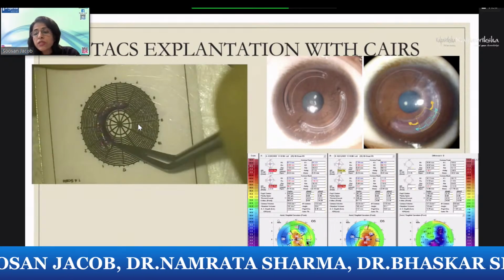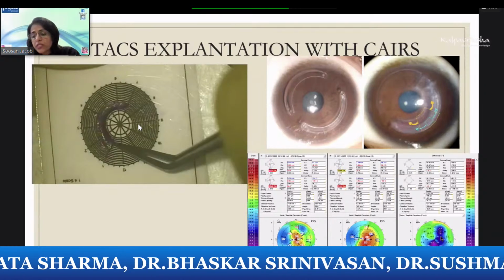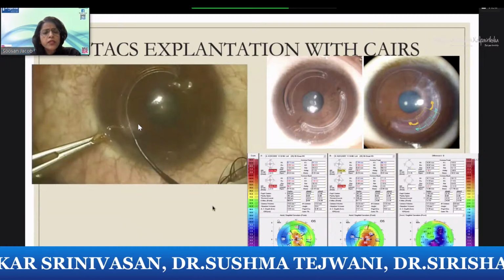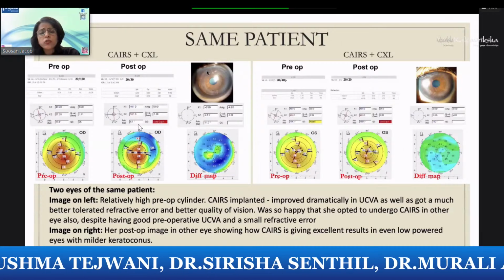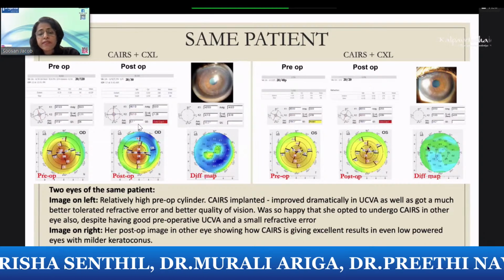In this case we implanted the CAIRS at a more superficial level than the Intacs was. So we got a beautiful reduction in the topography and an improvement in visual acuity. I think I'll just show you some topographical improvements. You can change the thickness of the CAIRS being implanted to get different levels of improvement.